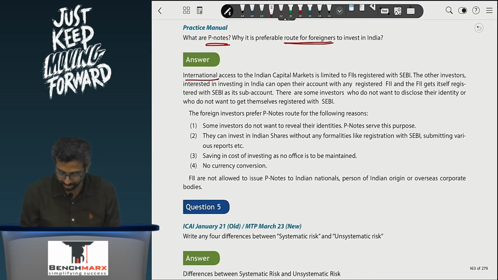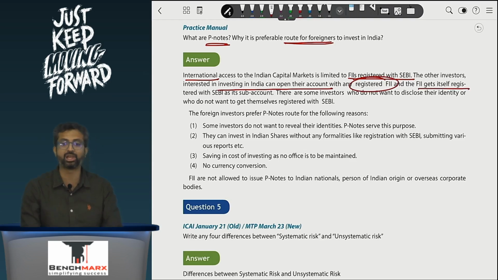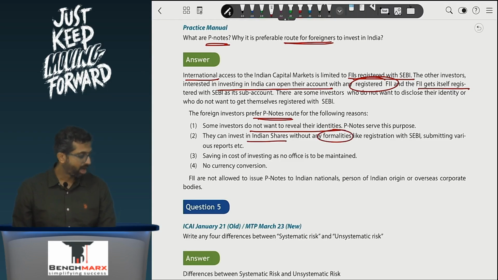International access to capital markets, FII registered with SEBI. Other investors investing in India can open their account with a registered FII, and the FII itself will have a sub account through which it will trade. So foreign investors use P notes because they don't want to reveal their identities. They can invest in Indian shares without any formalities, etc. Are we clear with this?